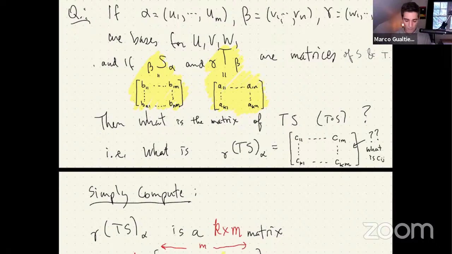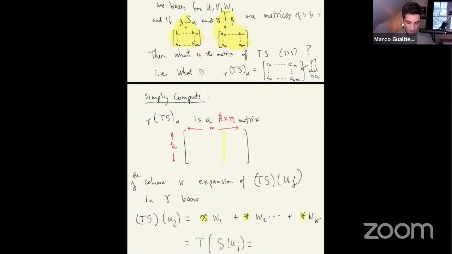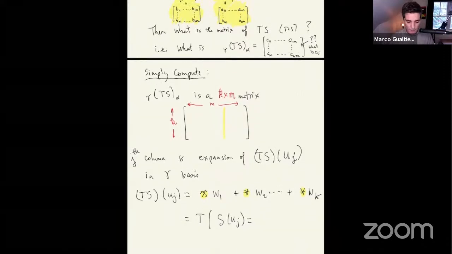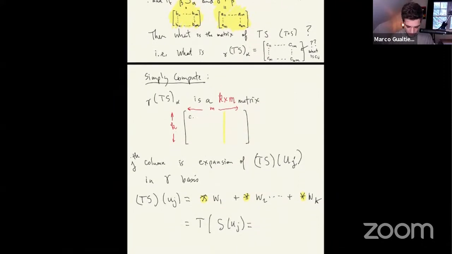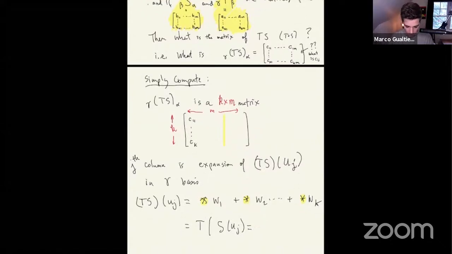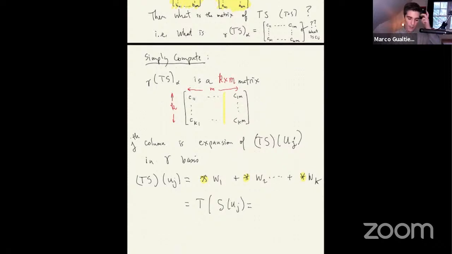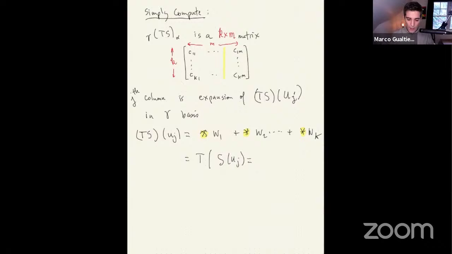Okay, that's the problem. Sorry, I should have just given names to these matrices. So now I have done that. This K by M matrix has entries C11 through C1M, CK1 through CKM. And the jth column is an expansion of this in a basis. So now I can work this out.